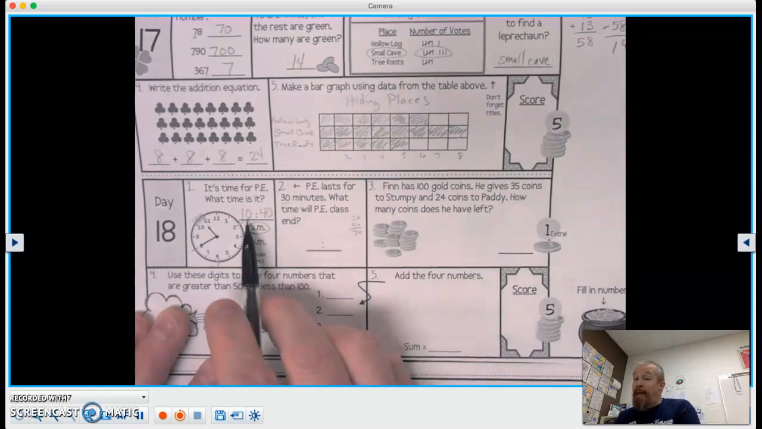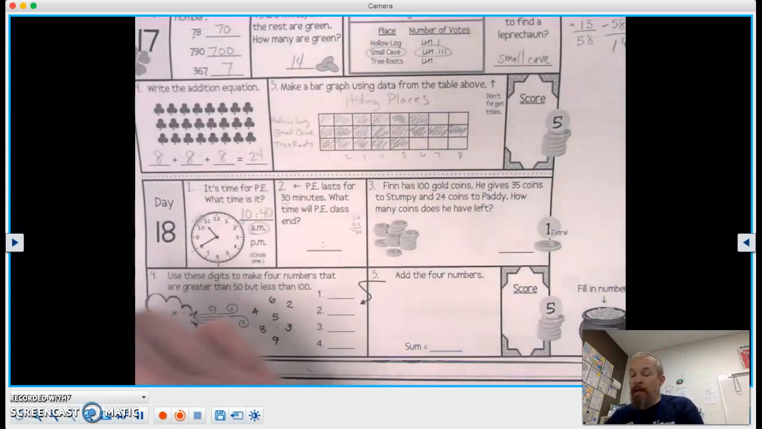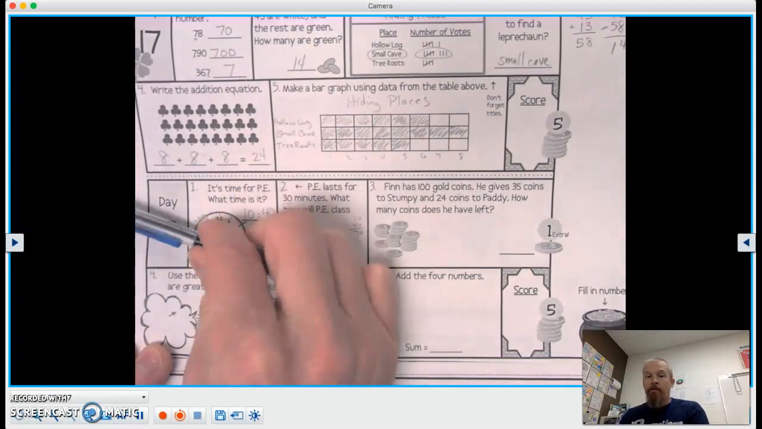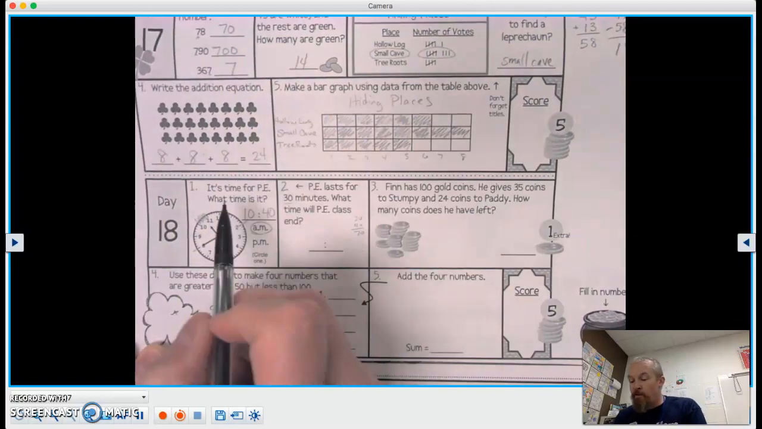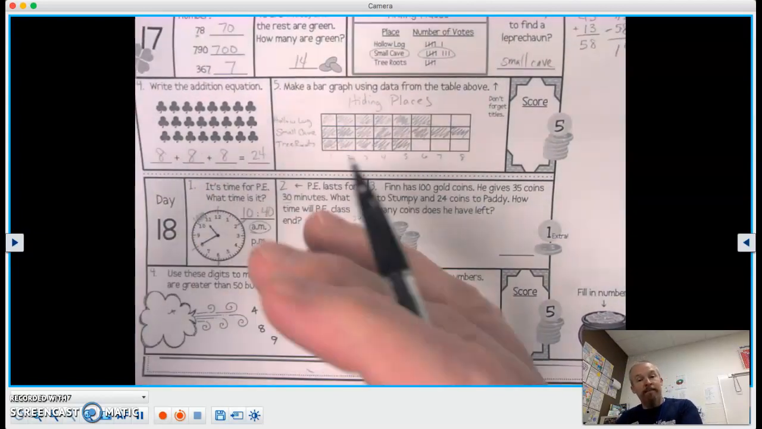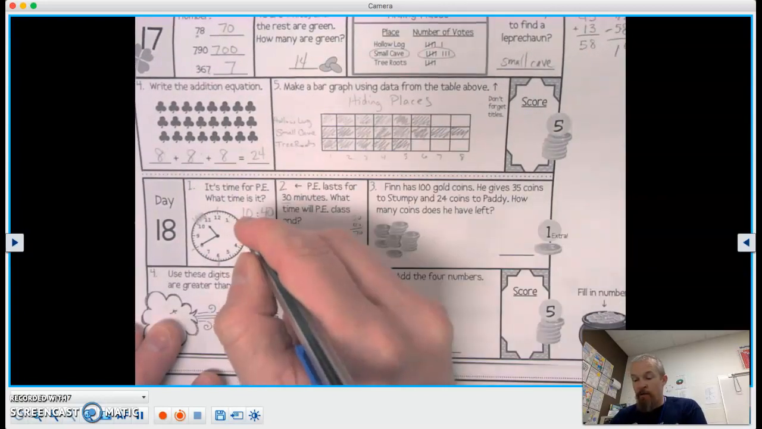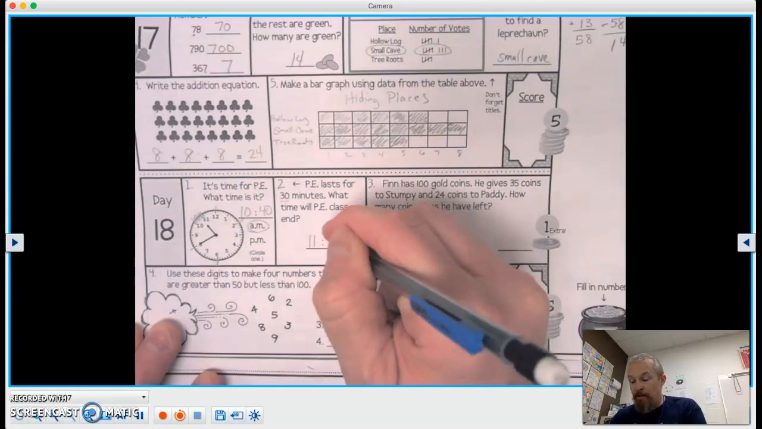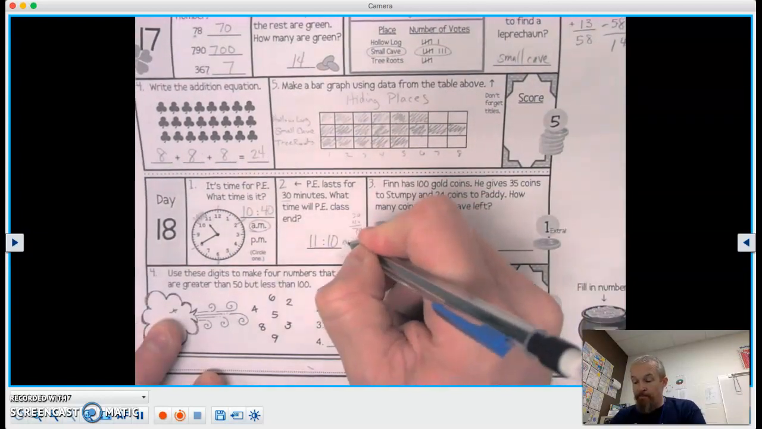Now, it's not going to be 10 o'clock anymore because we cross over the hour. The minute hand goes from here and it wraps up and around, and now we're pointing over here. So if it crosses the 12, we go to that next hour. So it's going to be 11, and we're pointing over here, so 5, 10. 11:10, and that is still AM.